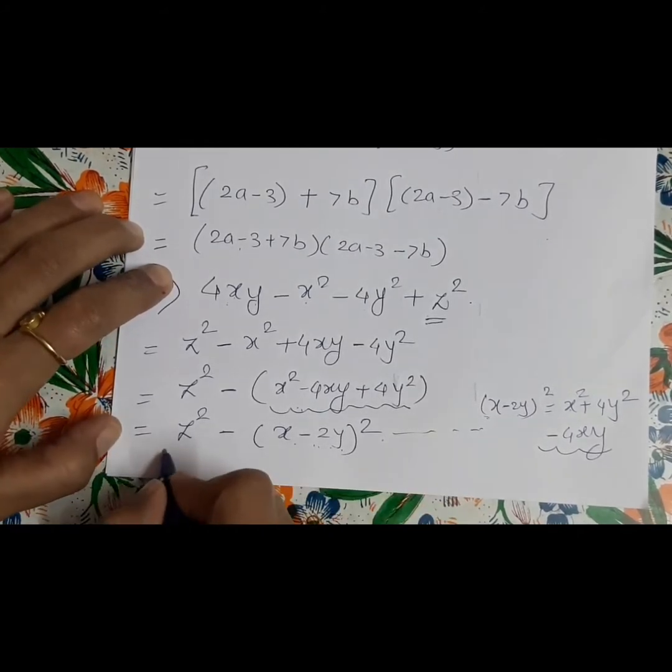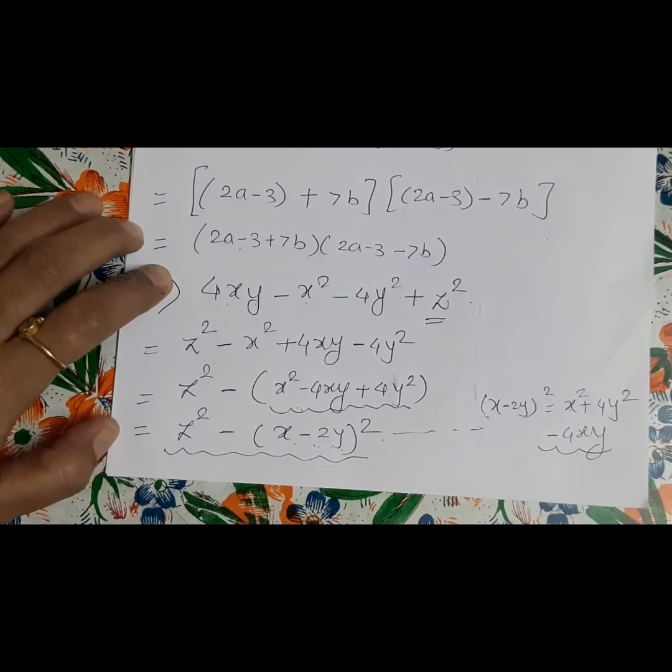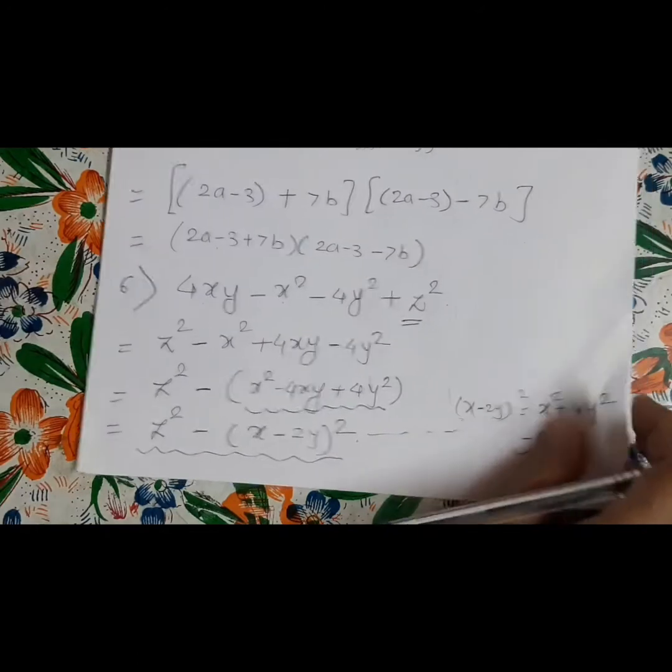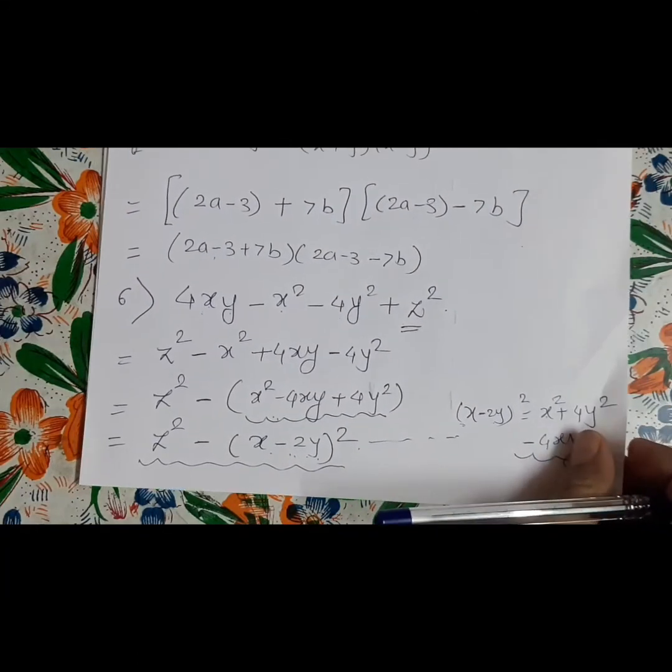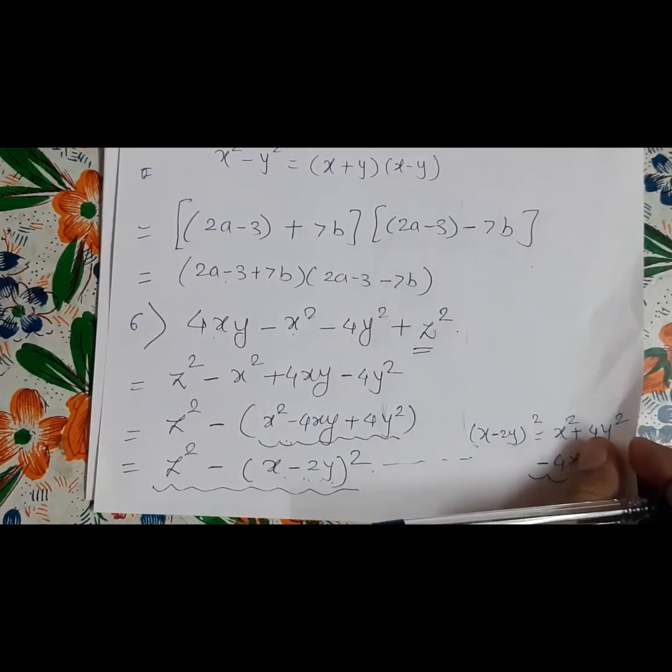Okay, now it is in the form of the difference of squares. So we'll apply the formula of x square minus y square. So what is the equation? Z square minus x minus 2y.